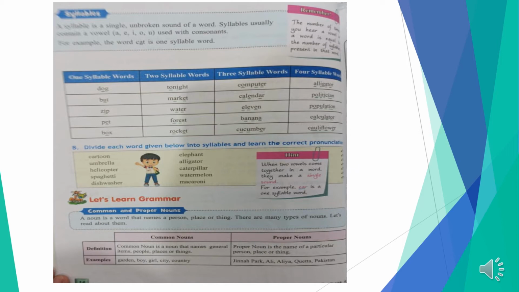A noun is a word that names a person, place or thing. There are many types of noun. Let's read about them. The first one is common noun and the second one is proper noun. Common noun is a noun that names general items, people, places and things. Proper noun is the name of a particular person, place or thing. For example, garden, boy, girl, city. So that was the concept of common noun and proper noun.